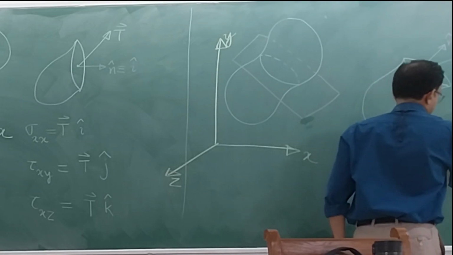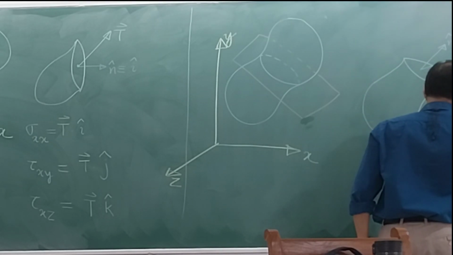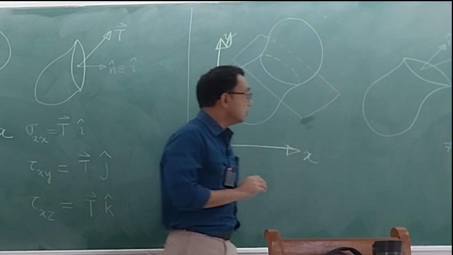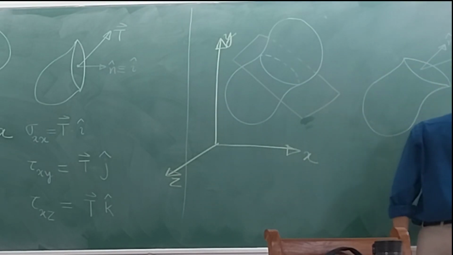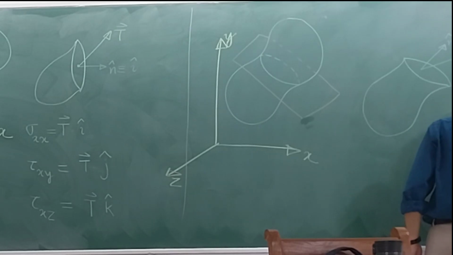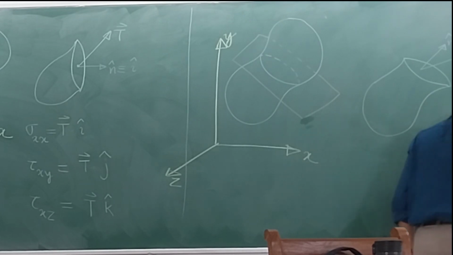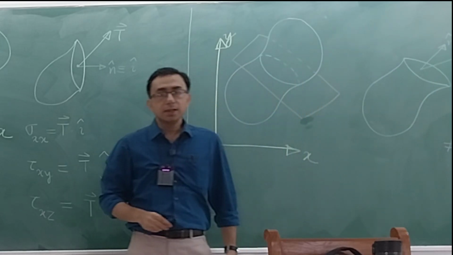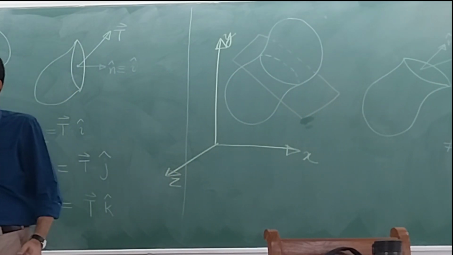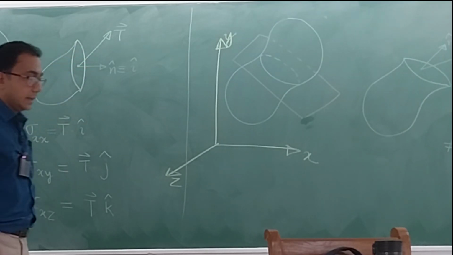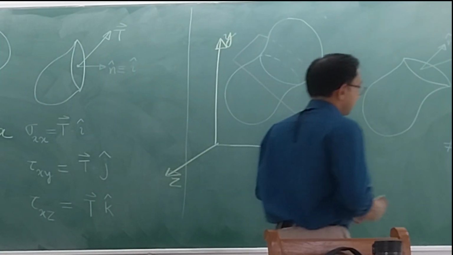Next, the same traction vector can be decomposed into these two components, the TNN and the TNS. What is the TNN and the TNS? TNN is along the unit outward normal n hat. In fact, I can write this as n hat.